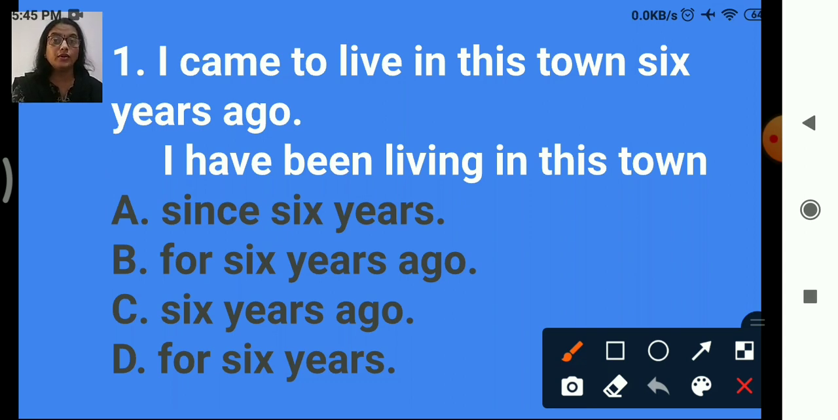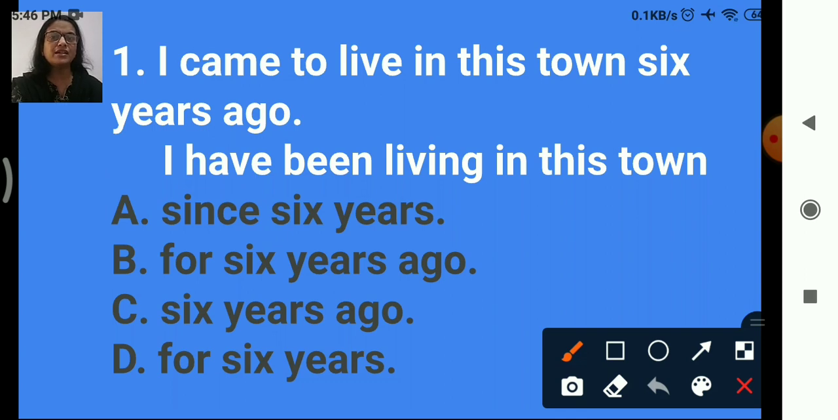Okay, so now if you have very much gone through chapter 22, you will know what is to be used here, since or for. Remember, we have done this, right? So here what is to be done? You have to select the same meaning sentence. So I came to live in this town 6 years ago. Do you know definitely when? No, right? So you're not sure when. So you have to do the calculation. You have to go back to count the duration. So for will be used, isn't it?